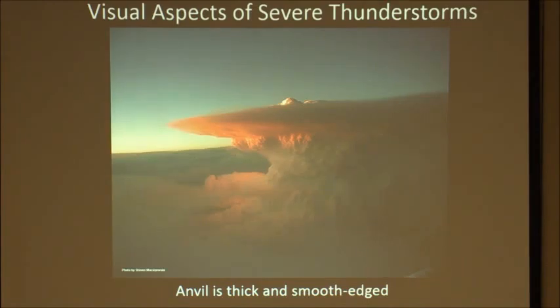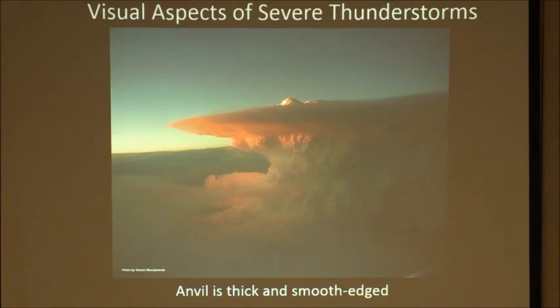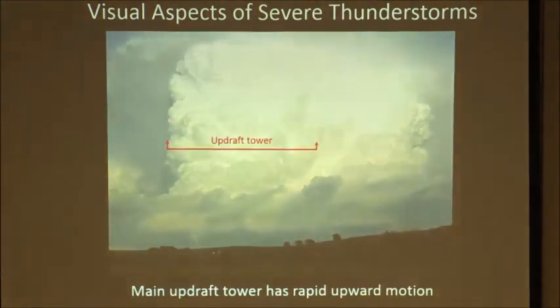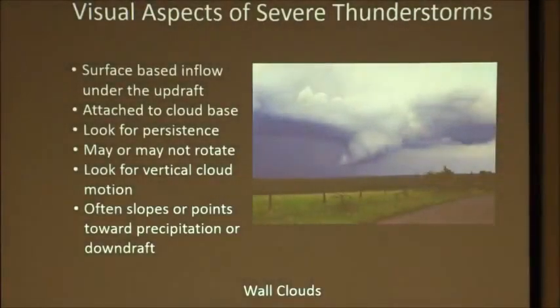So depending, this is an airplane view. This is obviously probably like a space view. Different angles of what that would look like. The main storm tower, if it's got rapid upward motion, that would be an indicator of severe weather. We've talked about this in the first class as well.